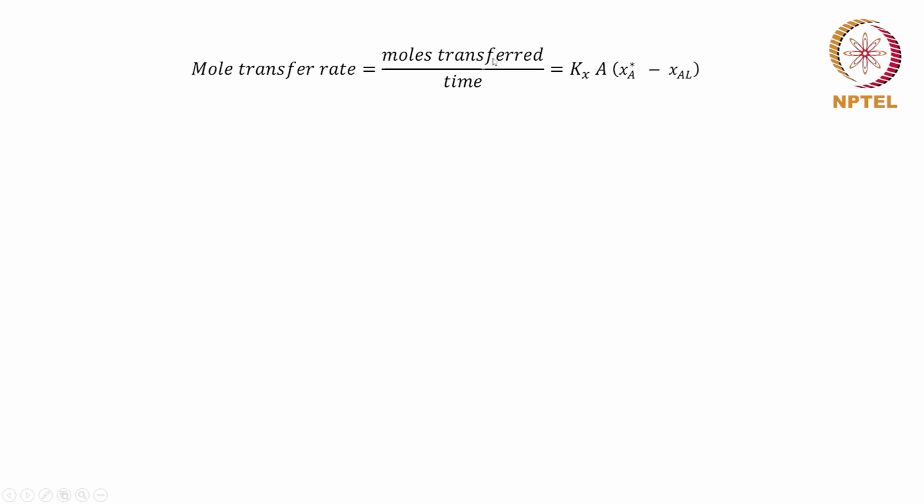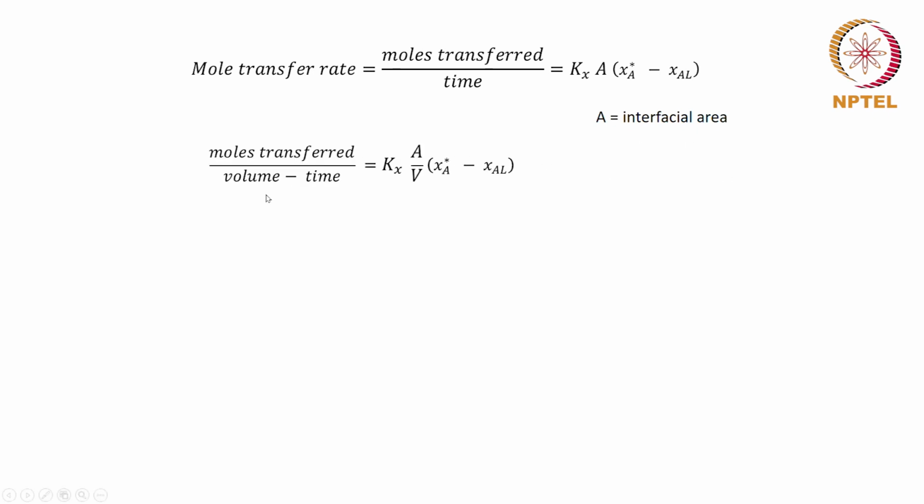So mole transfer rate is moles transferred per time, which is what is more important for us. It will be flux times the area. The transfer rate is the flux times the area. So Kx into Xa star minus Xal times A. A is the interfacial area because it transferred across the interface between the gas bubble and the liquid, or gas bubbles and the liquid, considering a single bubble.